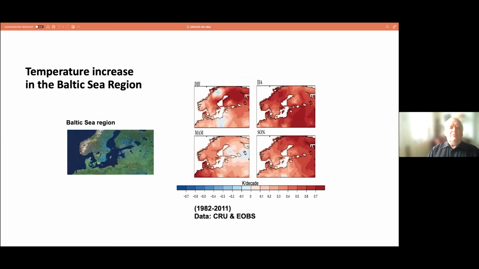If we go then to my favorite region, the temperature increase in the Baltic Sea region, and on the left you see what I mean with that. No, the North Sea is not part of the Baltic Sea region.